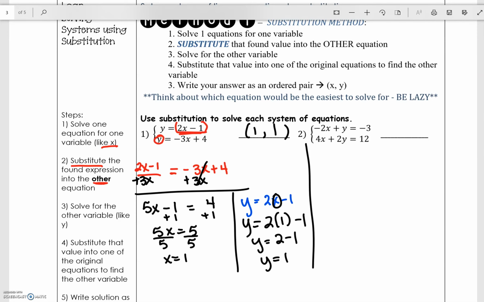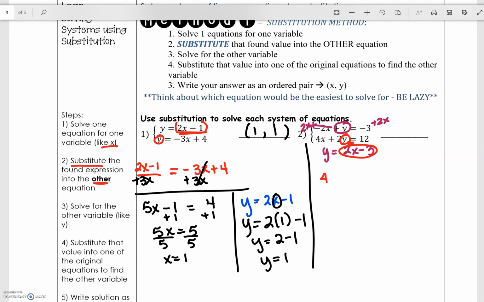We're substituting in. Now in this one, there is no variable isolated. So look for a single variable. I see the y. Could I get that alone? Yes, by adding 2x to both sides. And when I add 2x to both sides, I get y equals 2x minus 3. Now I have a y isolated, and I can replace the y with 2x minus 3 in the second equation.